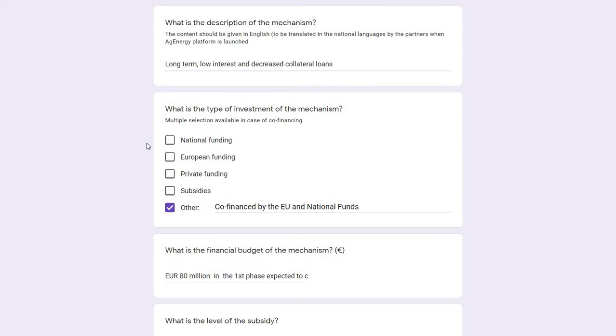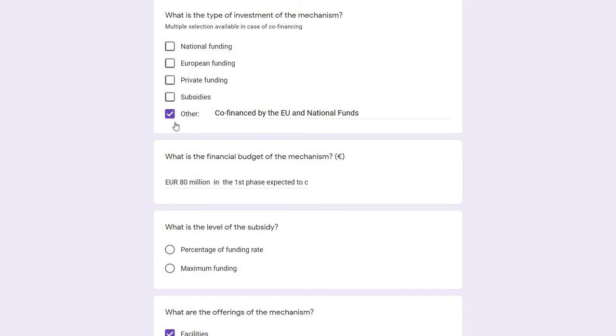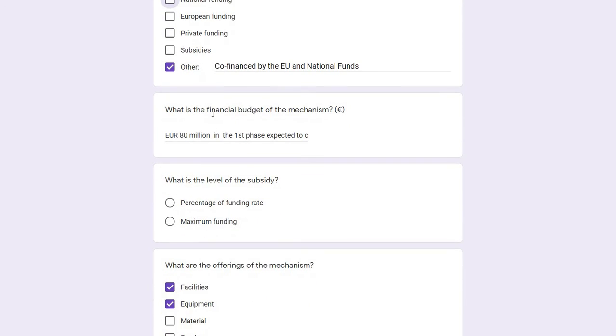What is the type of investment of this mechanism? Essentially, it's co-financed by the EU and national funds. We could either use this as other, or we could press national, European, and private funding, because most probably there is going to be a part of private financing as well. But it's up to you to choose based on its mechanism which choice is the best.